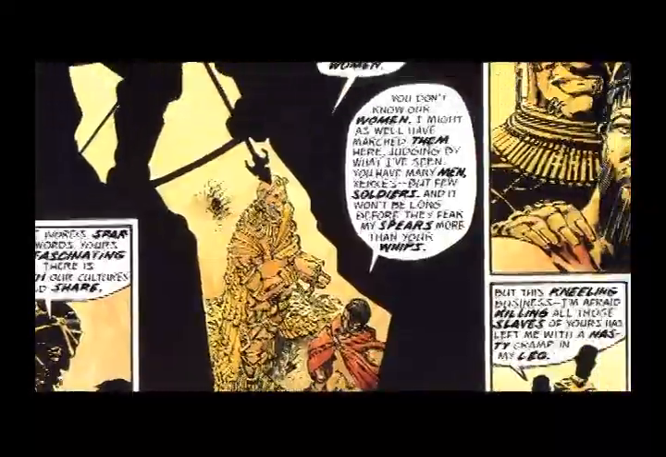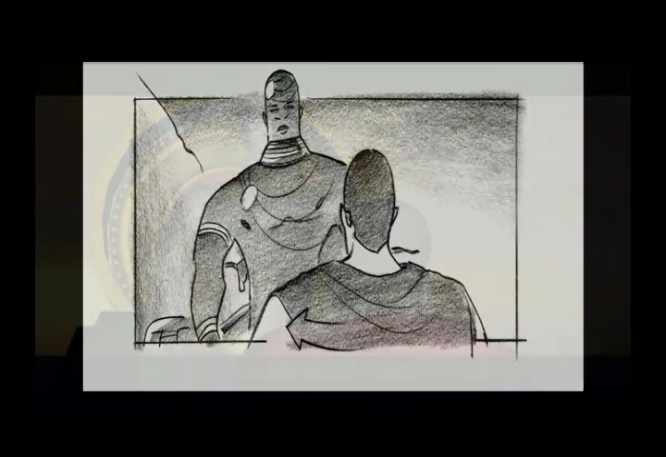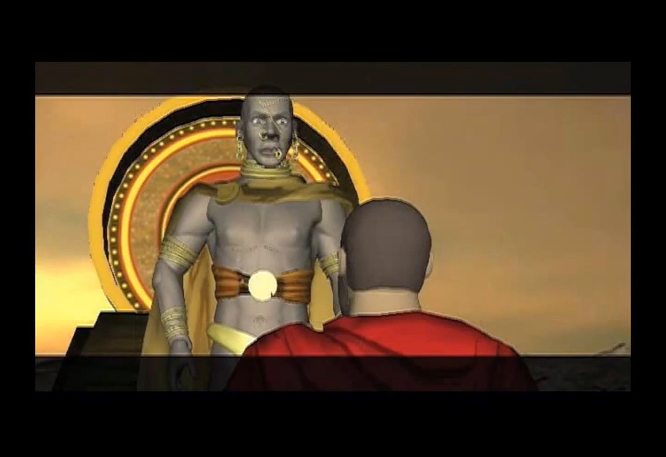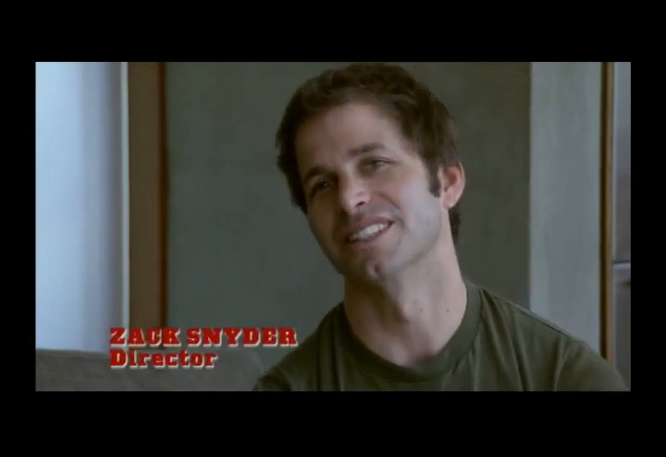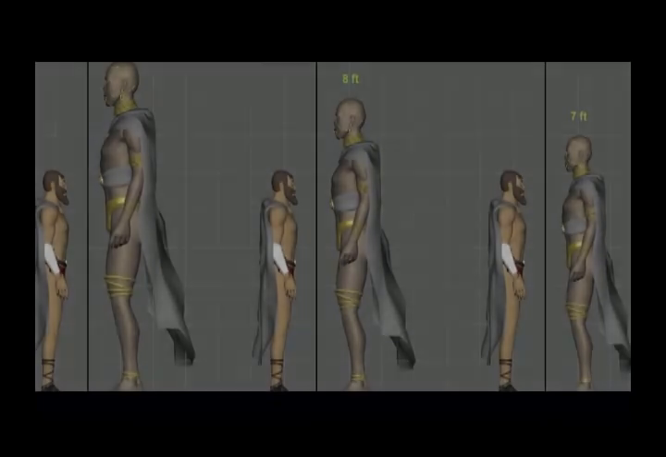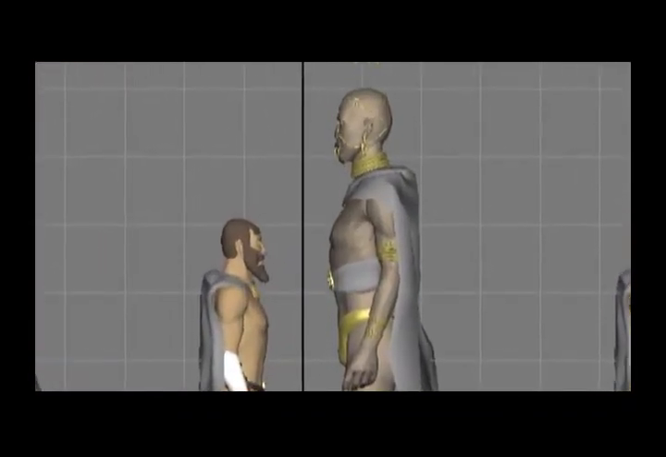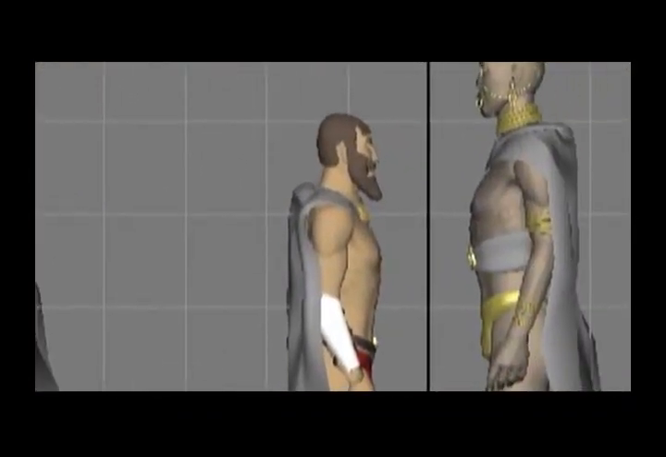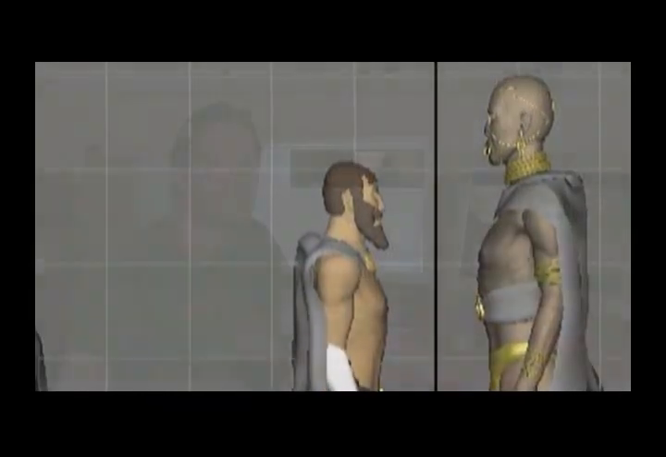Frank's book shows that Xerxes is almost 1.5 heads taller than Leonidas. So we did a test of that. And so the 10-foot version of Xerxes was outrageous. He just looked like a giant. He just looks huge. So we made him 8 feet tall, and that still looked a little big. So we went to 7 feet. He looked a little small at 7 feet, so we settled on 7.5.